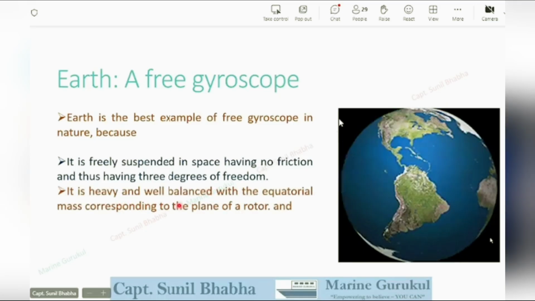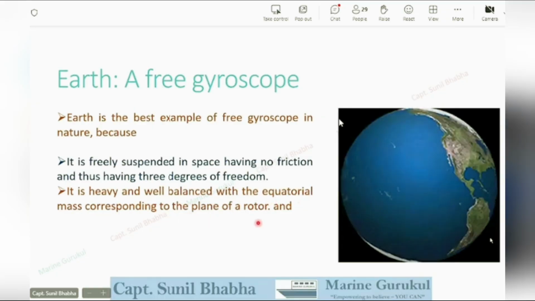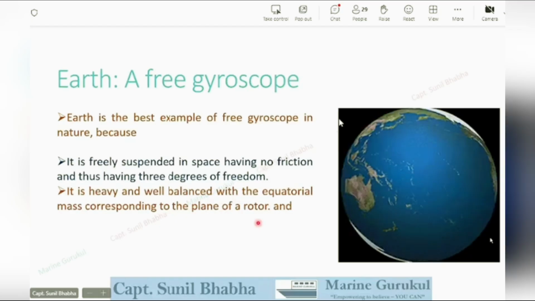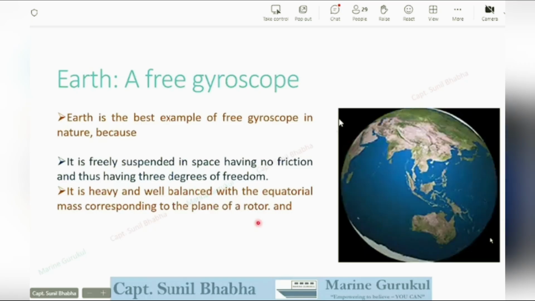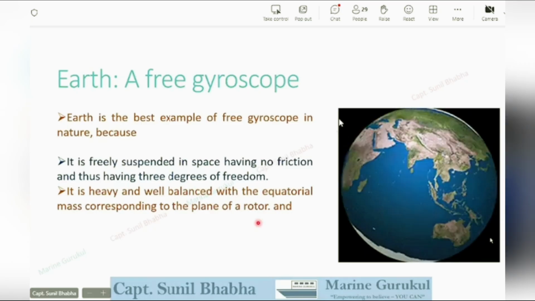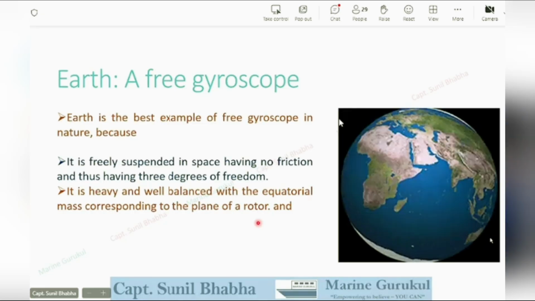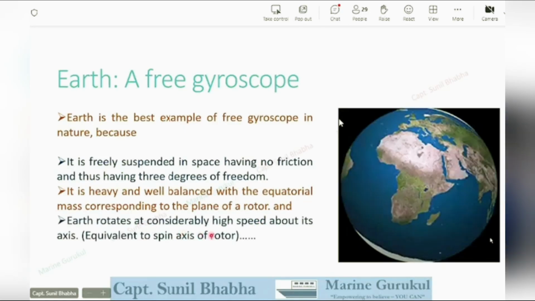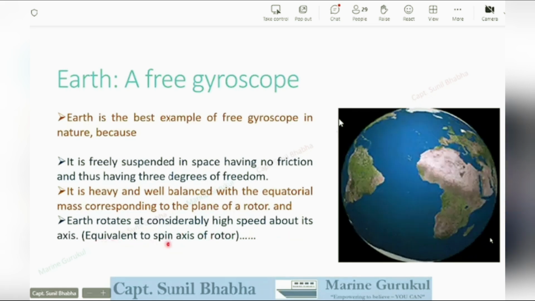The Earth is heavy and well balanced, with the equatorial mass corresponding to the plane of the rotor. Now we know the Earth is slightly flattened at the poles and is bulging at the equator. So the equatorial mass is more as compared to the polar mass. So with this equatorial mass corresponding to the plane of the rotor, it is perpendicular to the axis around which the Earth is rotating. So it corresponds exactly to the rotor and spin axis arrangement which we saw in a free gyroscope.